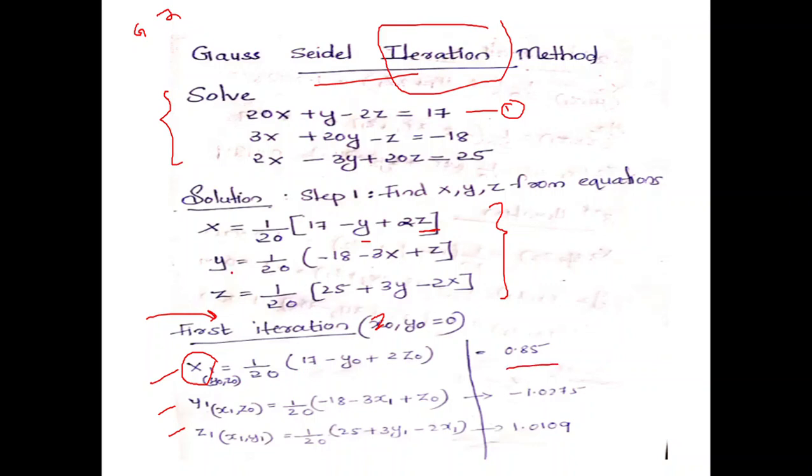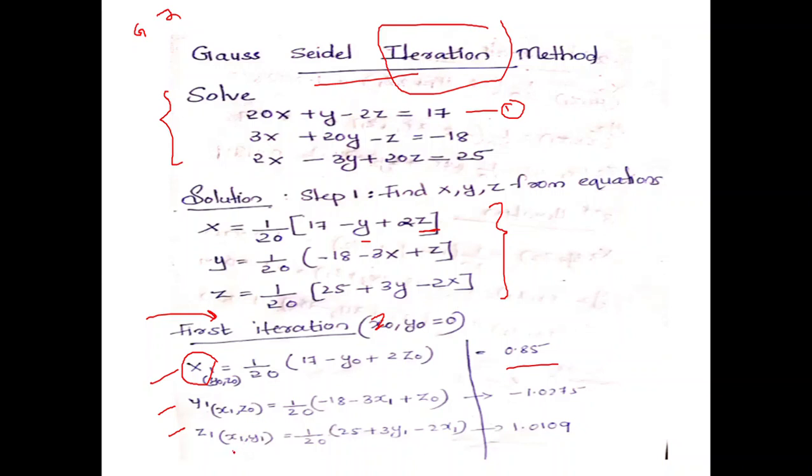Now we have to find the value of y1. y1 equals 1 by 20 times (minus 18 minus 3 times x1, not x0, since we have found the value of x1 from the first equation, plus z0, since we don't have the value of z1, we will put it as z0 itself). So minus 18 minus 3x1 plus z0 gives y. Now for finding the value of z1, 1 by 20 times (25 plus 3y1 minus 2x1), since we know the values of y1 and x1.